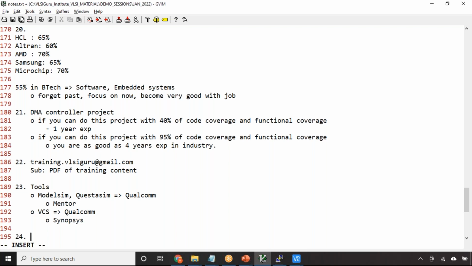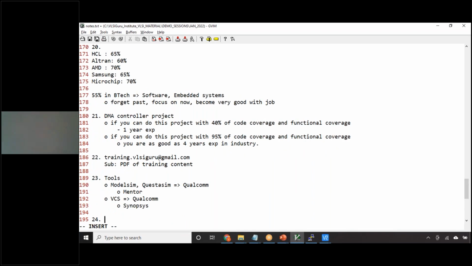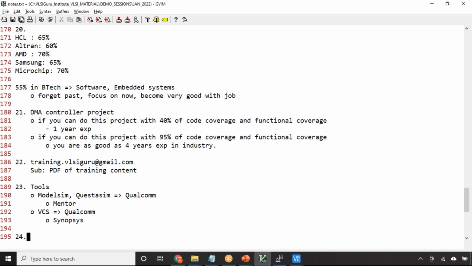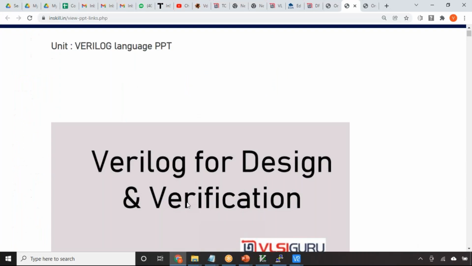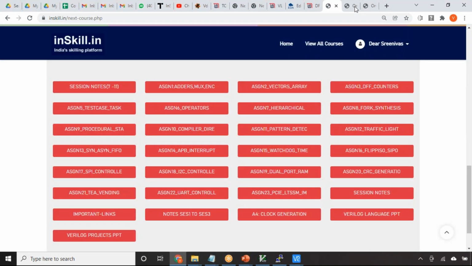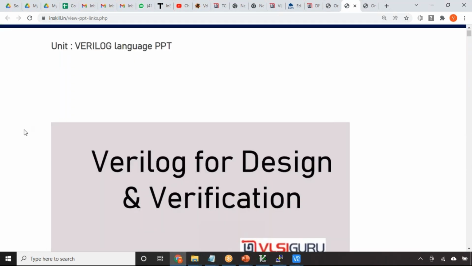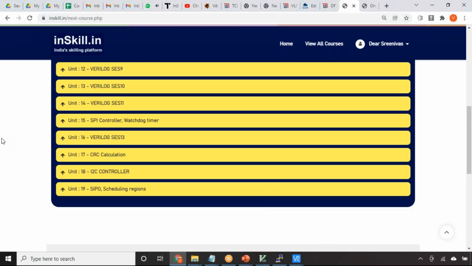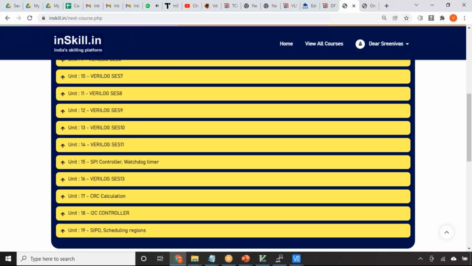Okay, and will projects be part of this timing only, or is it external? Projects will be part of this. If I go to this course, let's say I went to my Verilog course, just as an example, at the top these videos will be there. See here itself, the projects will be present.